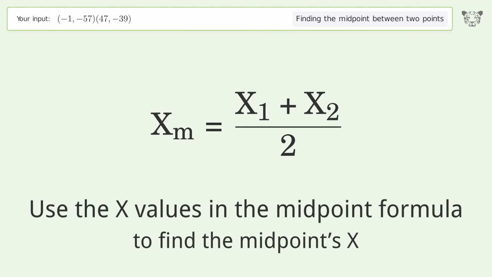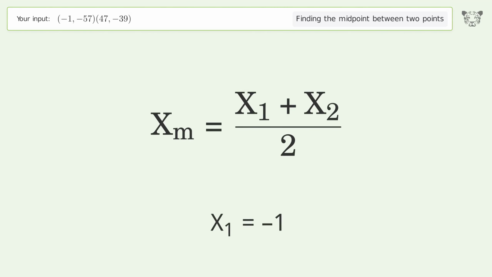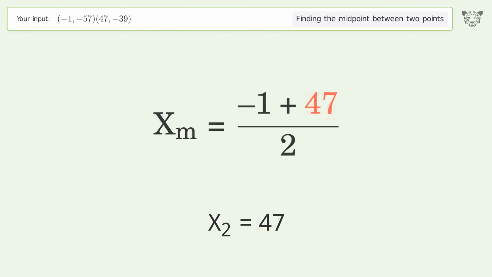Use the x values in the midpoint formula to find the midpoint's x. x1 equals negative 1. x2 equals 47. Simplify the arithmetic.